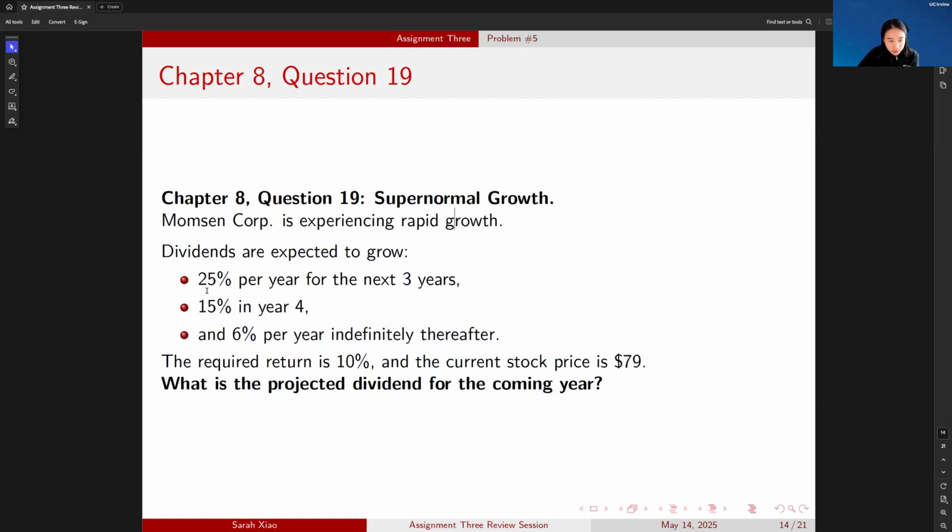In the first stage, the dividends grow at 25% per year for the next 3 years. Next, they grow at 15% in year 4. And finally, the dividends grow at 6% per year indefinitely after year 4. Also, the required return is 10%, and the current stock price is $79. So the question is, what is the projected dividend for the coming year?